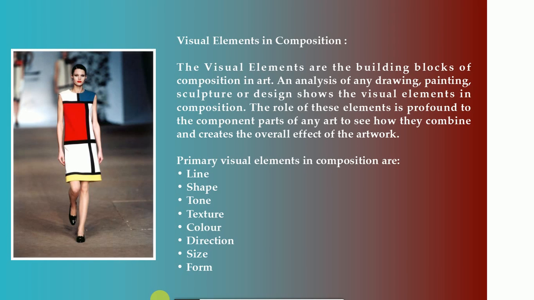Visual elements in composition. The visual elements are the building blocks of composition in art. An analysis of any drawing, painting, sculpture or design shows the visual elements in composition. The role of these elements is profound to the component parts of any art, to see how they combine and create the overall effect of the artwork. Primary visual elements in composition are line, shape, tone, texture, color, direction, size, form.